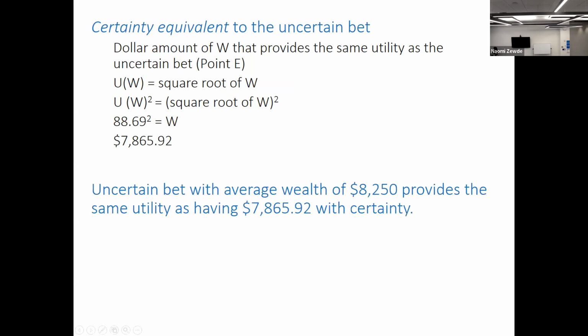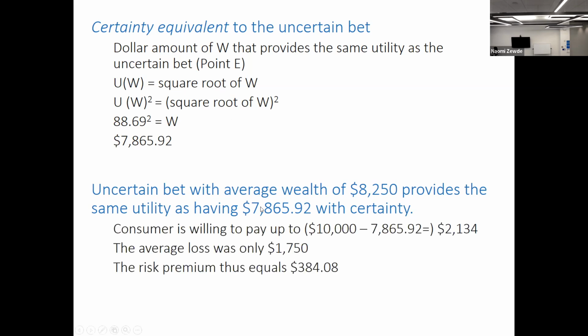Okay, so the uncertain bet with an average wealth of 8250 provides the same utility as having 7865 with certainty, right? You're willing to take fewer dollars if you can have those dollars with certainty, and that's the dollar difference that you're willing to pay.